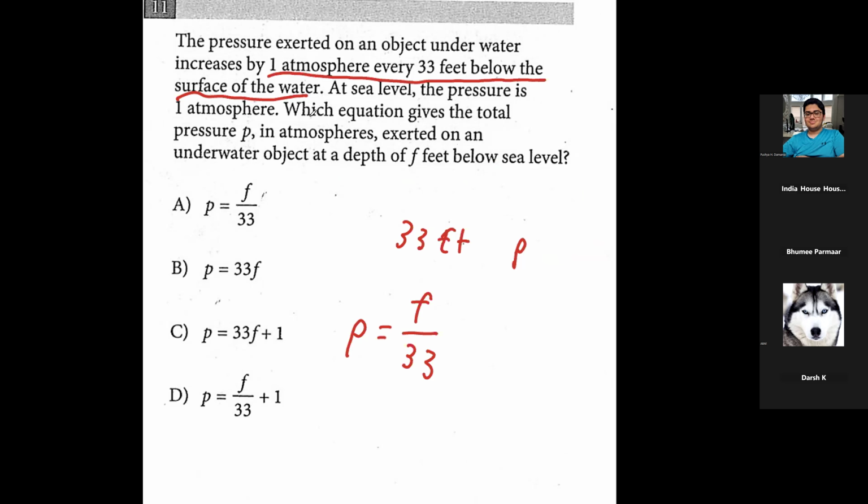And it also tells us at sea level, the pressure is 1 atmosphere, so we need to add 1 to it. This would mean at 0 feet below sea level, we would have a pressure of 1. At 33 feet below sea level, we would have a pressure of 1 plus 1, which is 2. So this would be the final answer, which is in choice D.